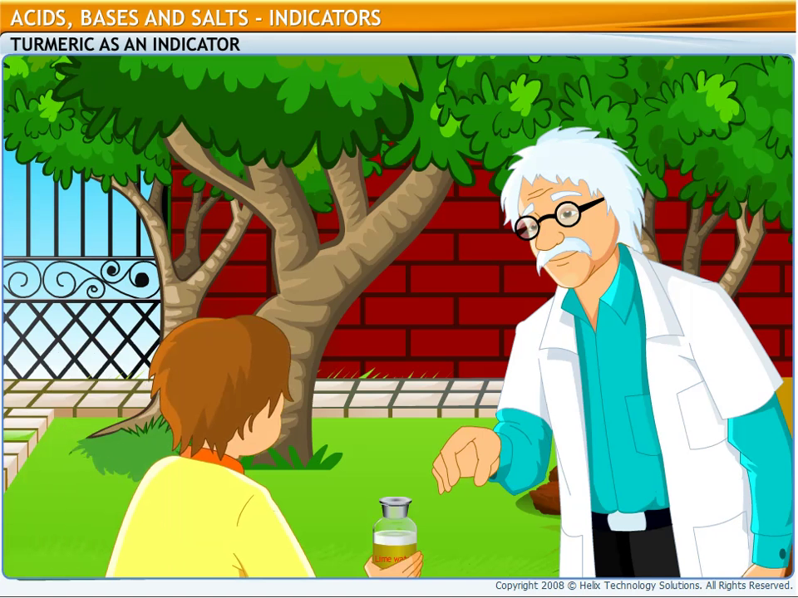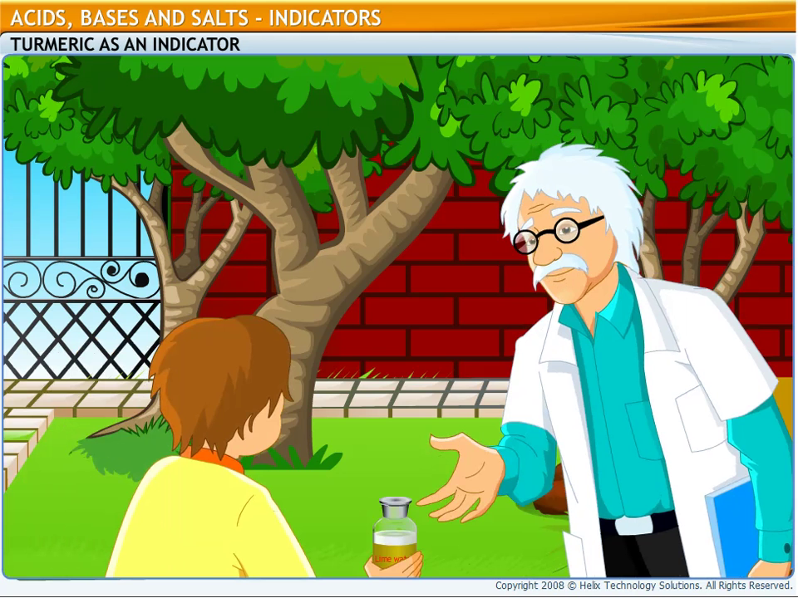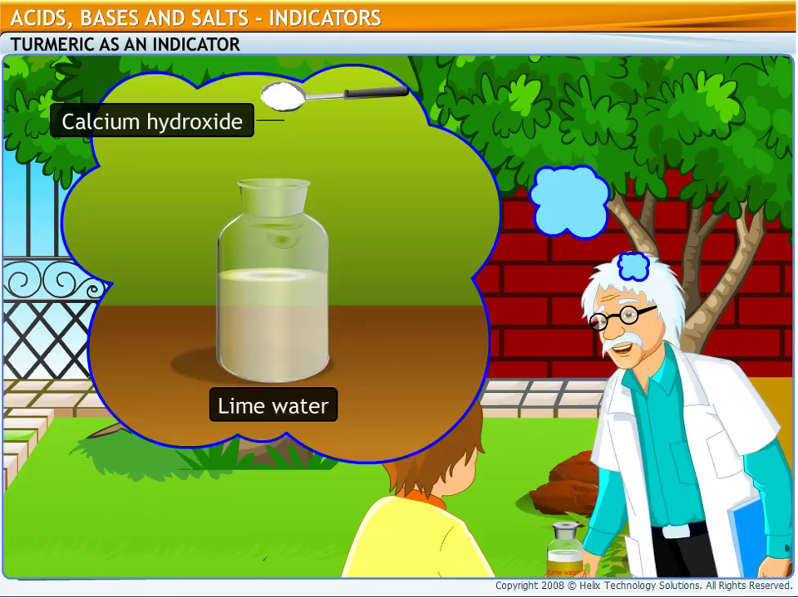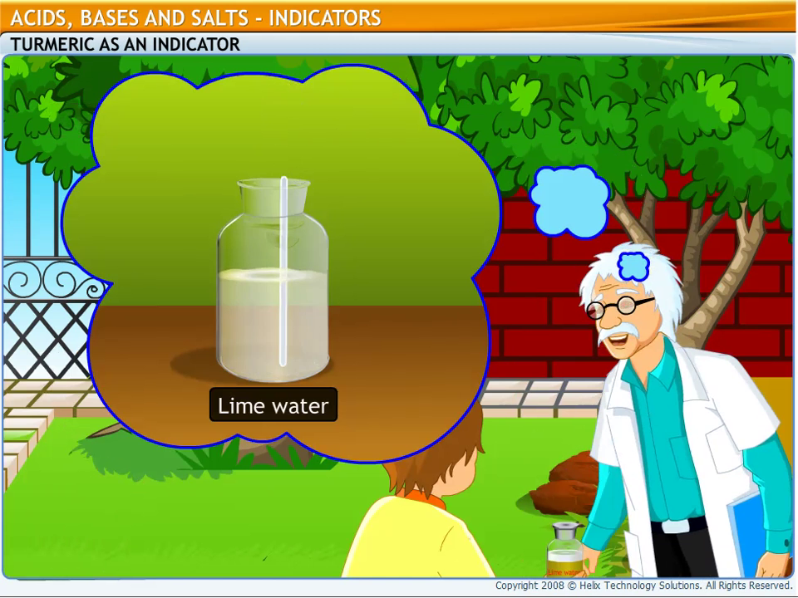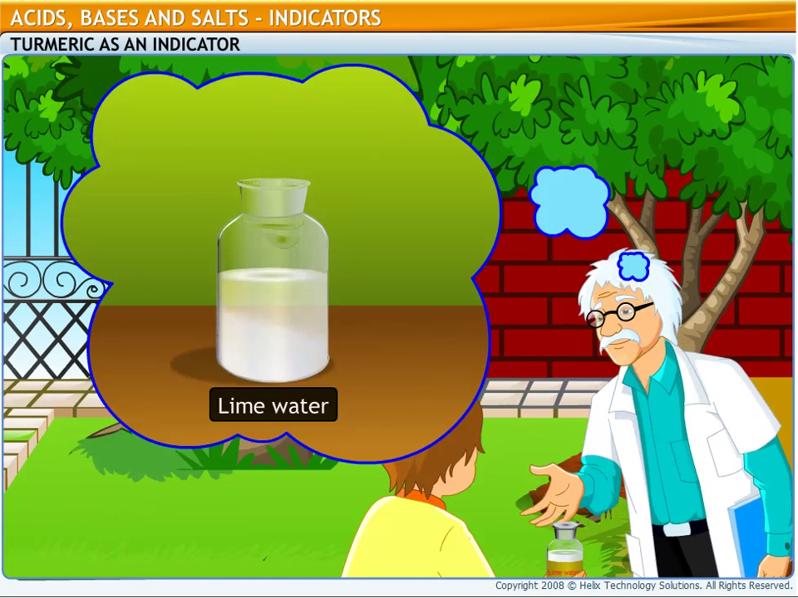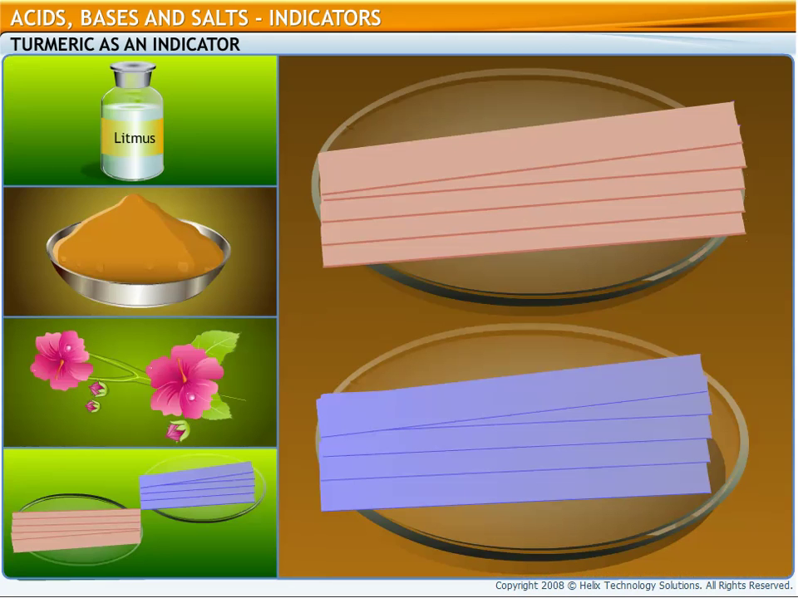This is lime water. It is made by dissolving some lime in water and allowing it to stand for some time. We must test this with an indicator to check what it is. We have been using litmus as an indicator.